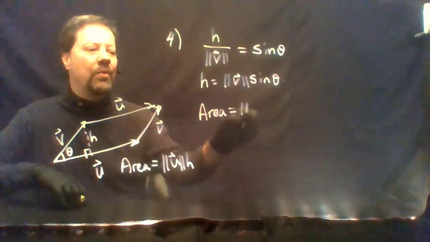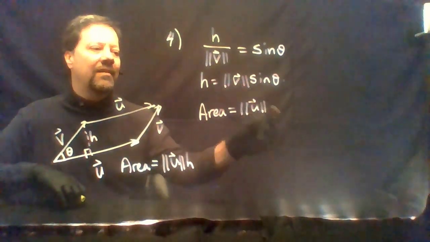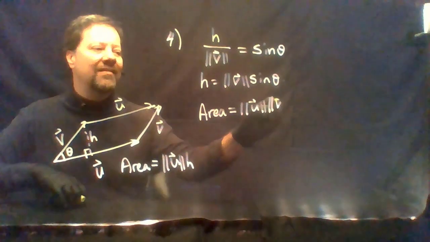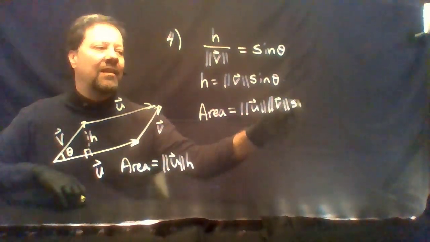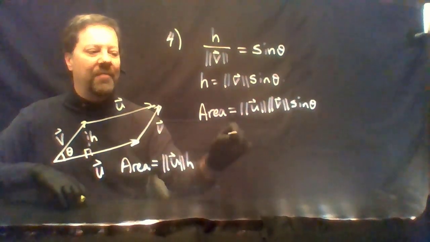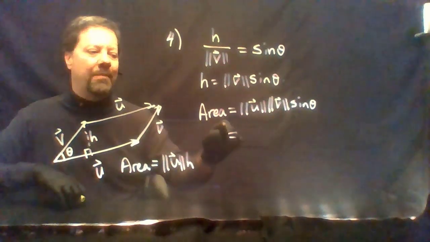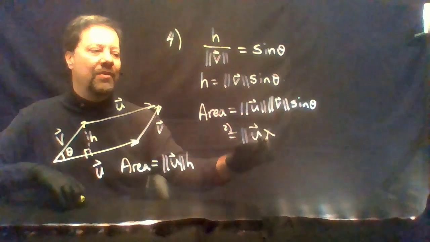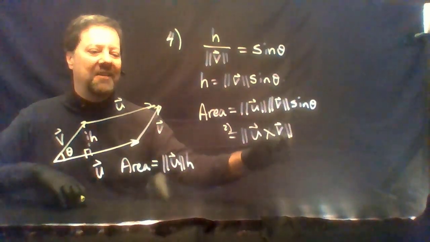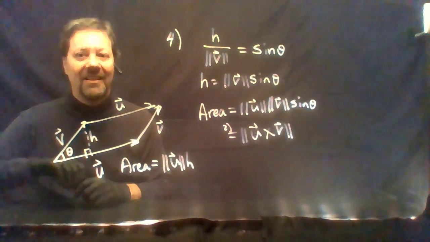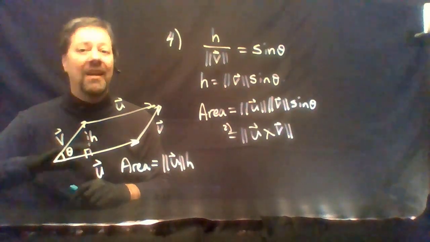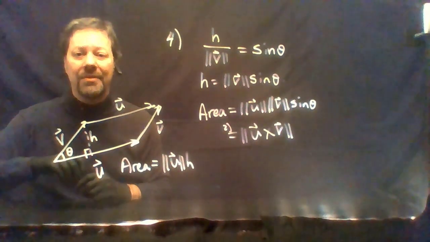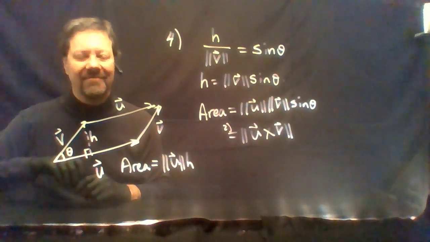is the norm of u times the norm of v times the sine of theta. And if property 2 is true, that's the norm of u cross v. As you can see, everything comes down to the truth of statement 2. We need to prove that next.